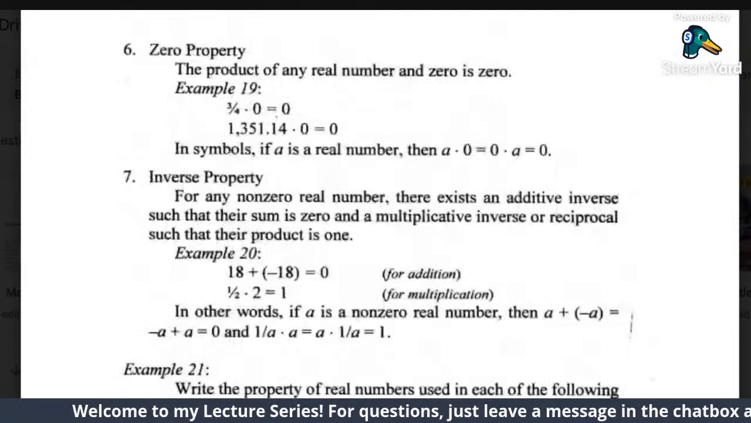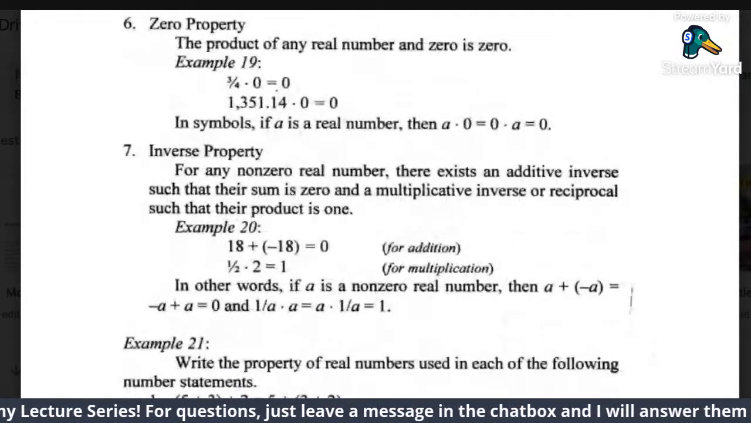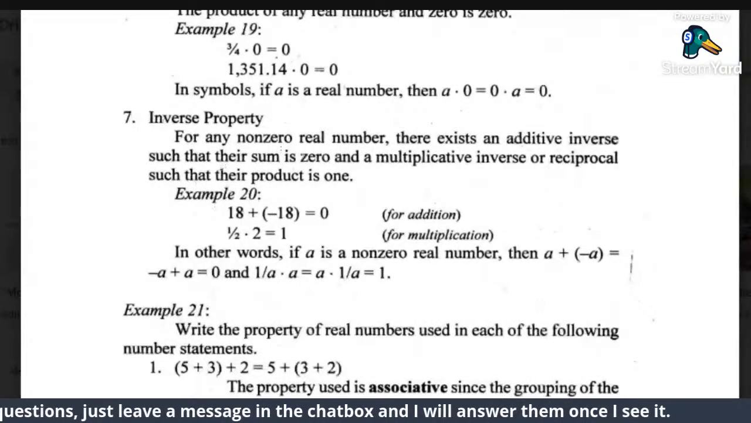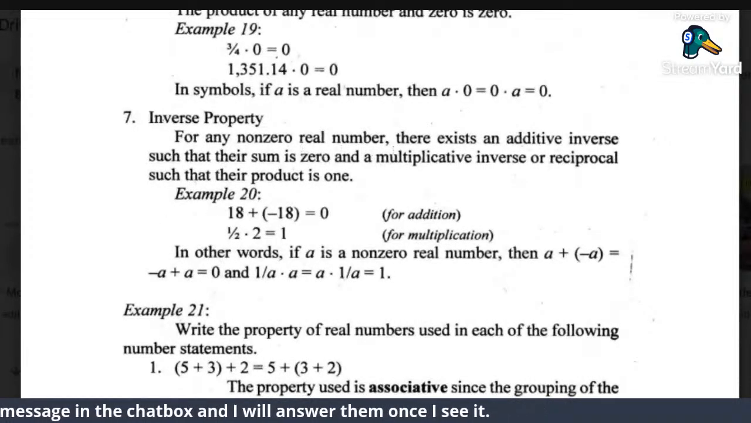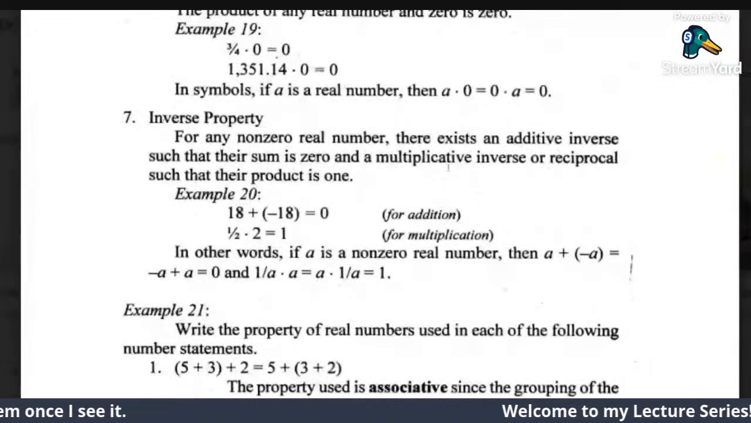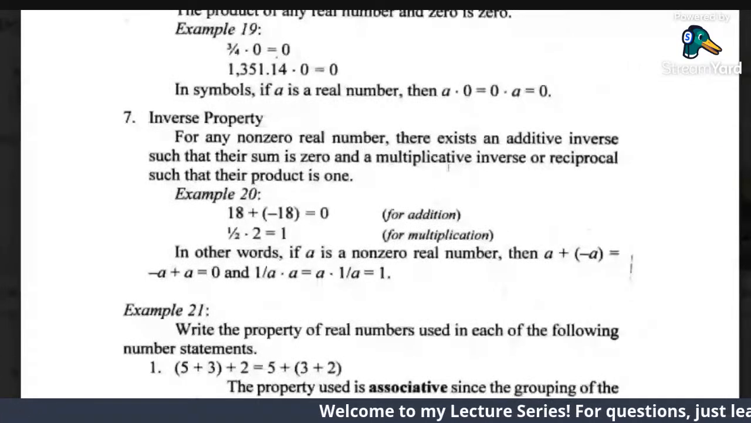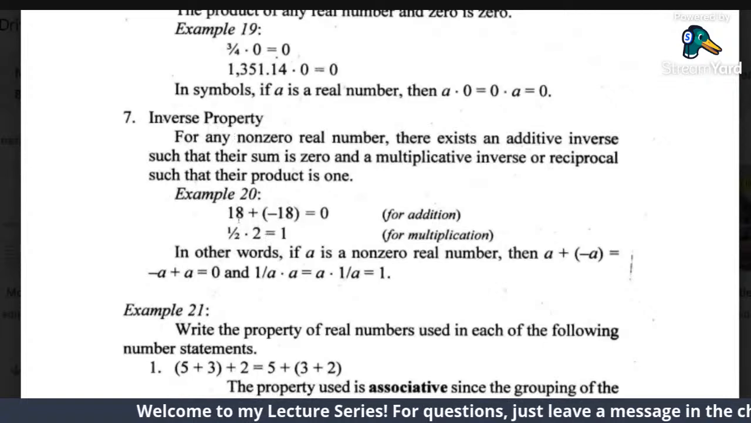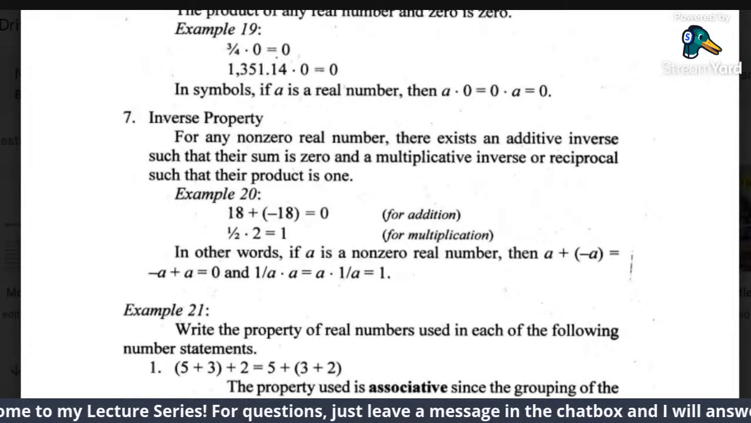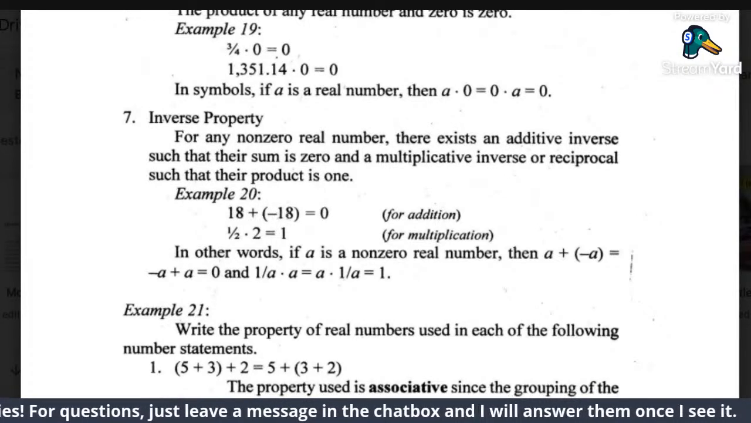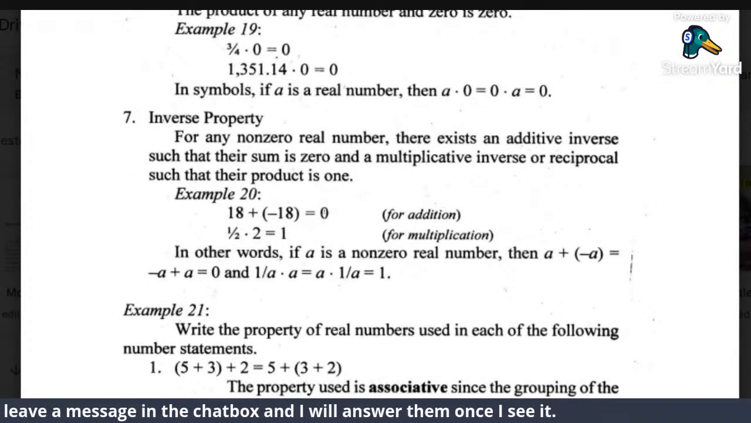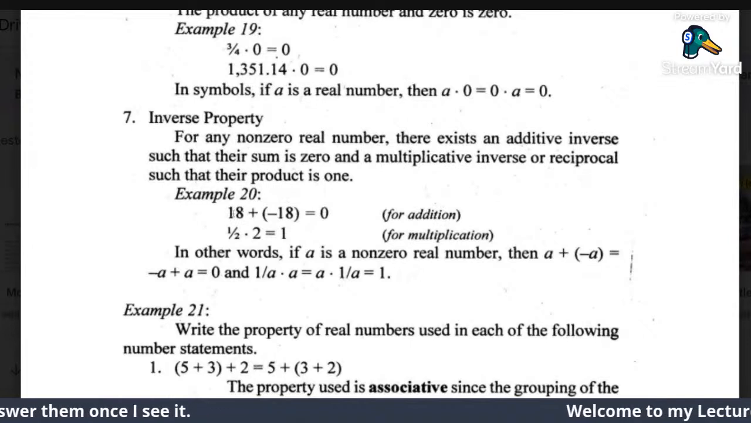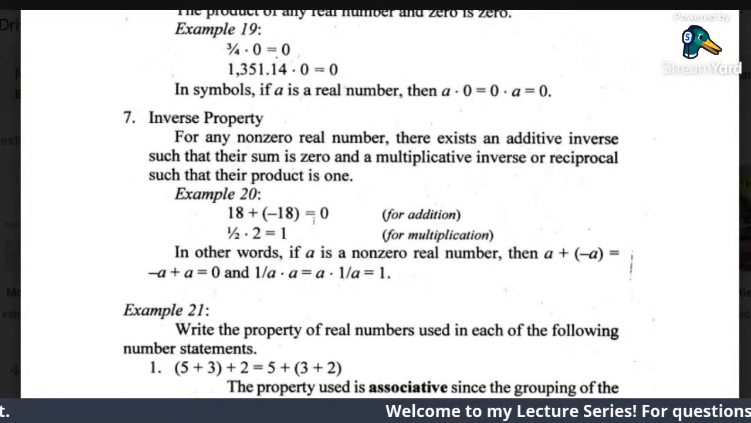And now we also have the inverse property. For any non-zero real number, there exists an additive inverse such that their sum is 0, and a multiplicative inverse or reciprocal such that their product is 1. So we can view the inverse property as asking what should be added. For example, what should be added to 18 to get the identity element 0? That's for addition, so it is the additive inverse of the number. The additive inverse of 18 is negative 18. So if you add them, you will get the identity element for addition, which is 0.